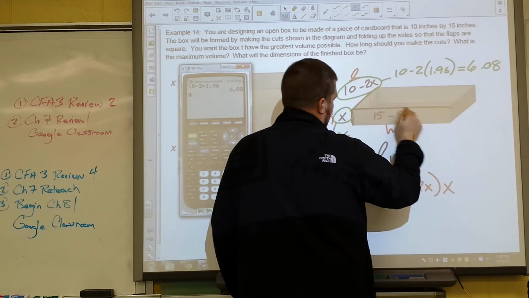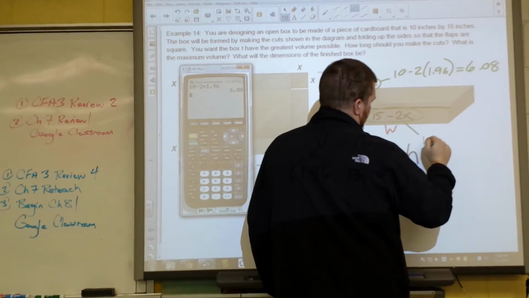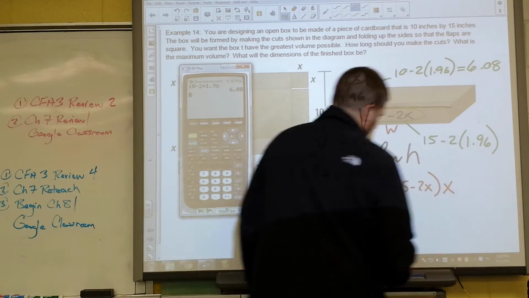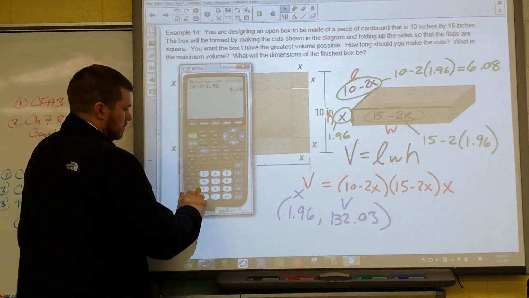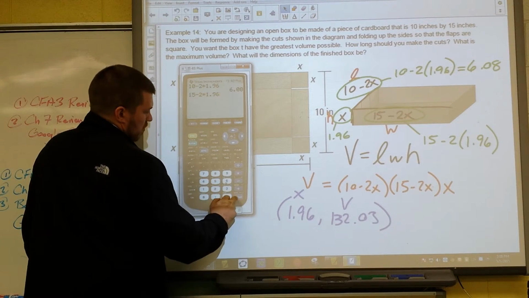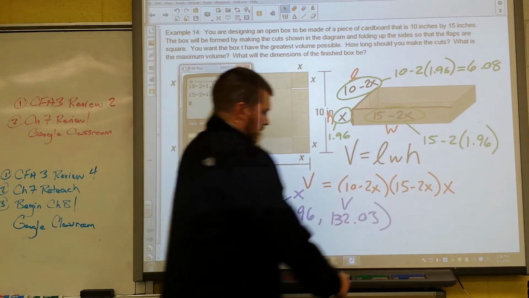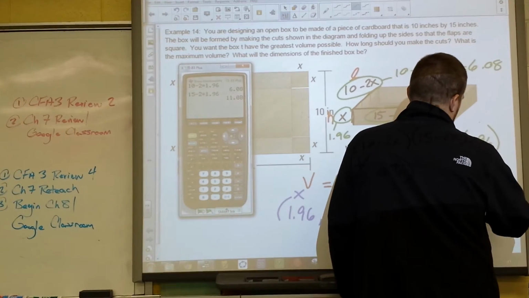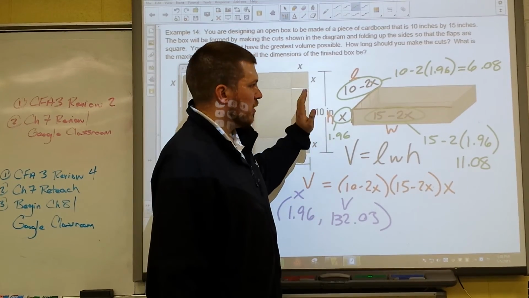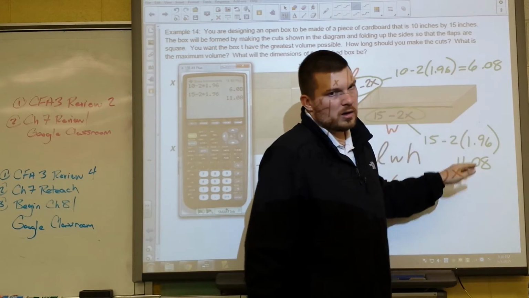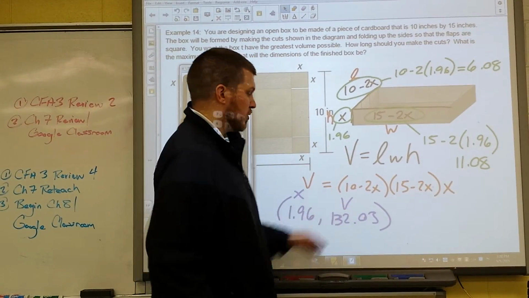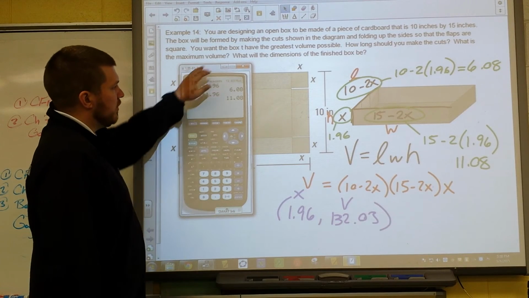And then finally for this dimension, I'm going to plug in 15 minus 2 times 1.96. You can use your calculator to help out. I get 11.08. So now we have all the dimensions of our box. We have our height, our length, and our width of our box. Okay, and those are the dimensions that are going to produce the approximate greatest volume.